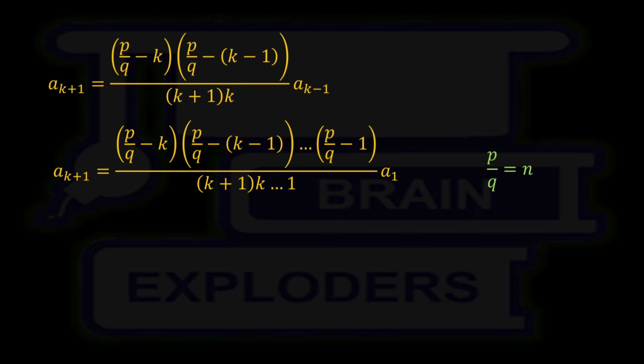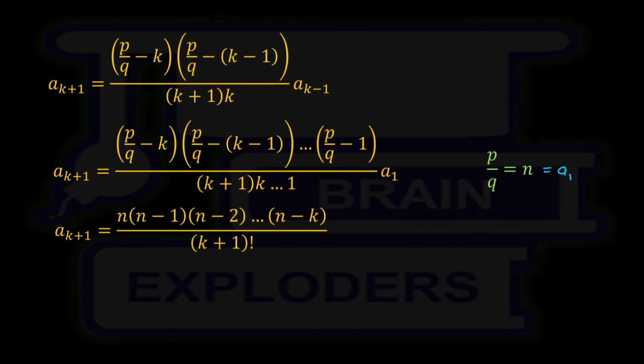And since we know that p by q is equals to n, and this was also equals to a1, therefore ak plus 1 is equals to the required coefficient. This was what we were trying to prove, right? This is the coefficient which is present in the series which we are trying to prove. Okay, and this we have proved for positive rational numbers. Still we need to extend it to negative rational numbers, right?